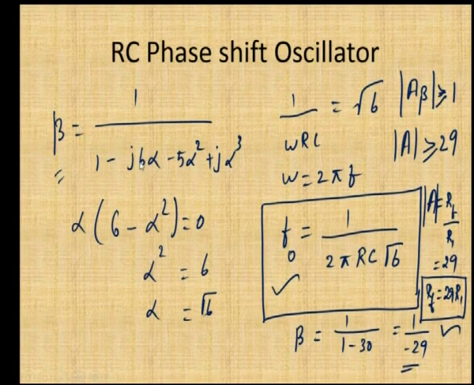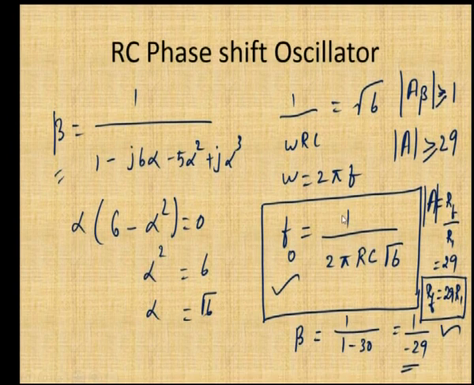So, we have considered the imaginary part of this equation to be 0, and from this alpha is calculated as root 6. And what is alpha? We have used 1 by omega RC for alpha. Replace this term, and from this you will know what is f naught. We know that omega is equal to 2 pi f, and if you substitute omega here, you will be getting f naught is equal to 1 by 2 pi RC root 6.